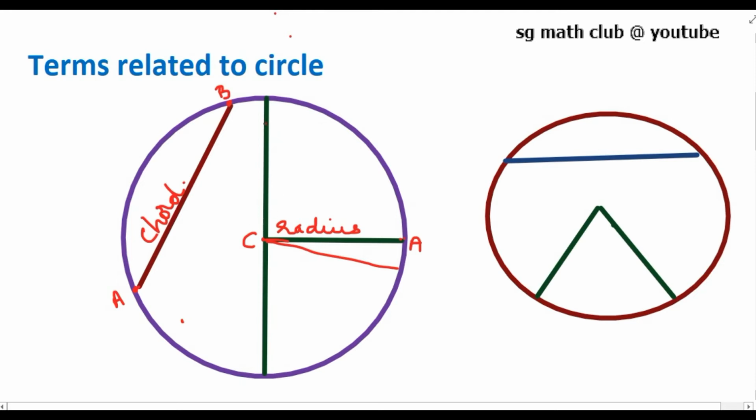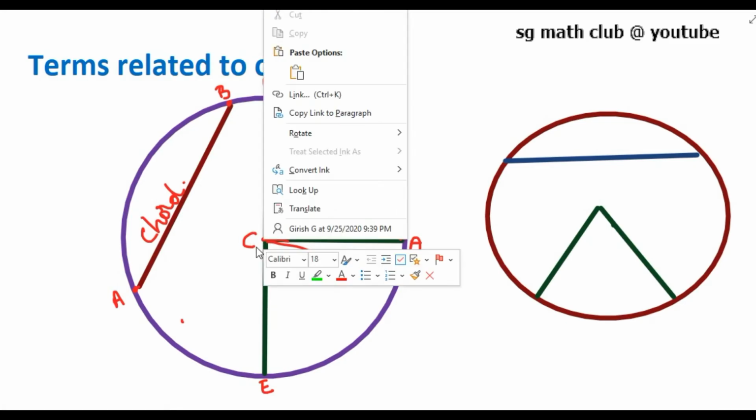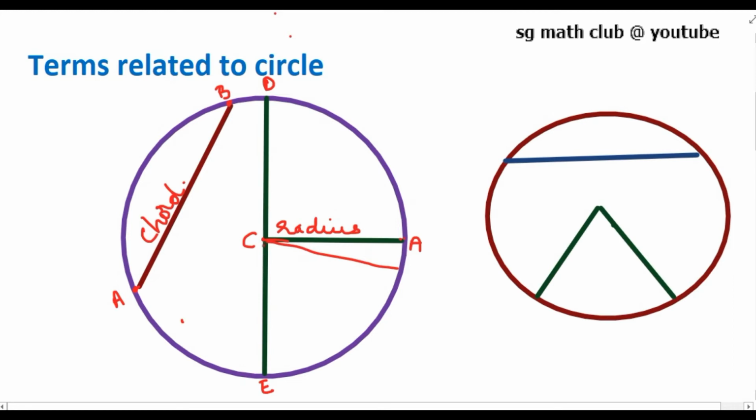Again we can see one more line segment here. We will name it as DE. I can call this DE the diameter of the circle, and you can see that this is also a chord. It is joining 2 points on the circle. But what is the difference between the chord AB and the chord DE? You can see that the chord DE is passing through the center of the circle.